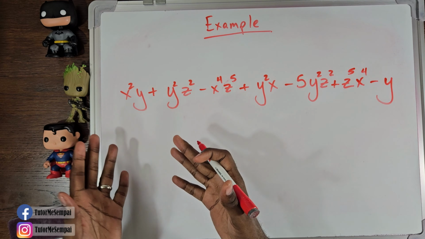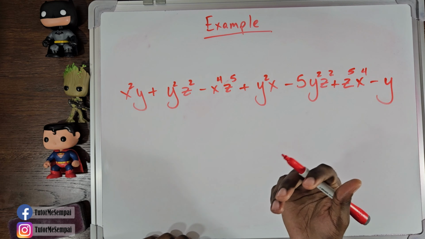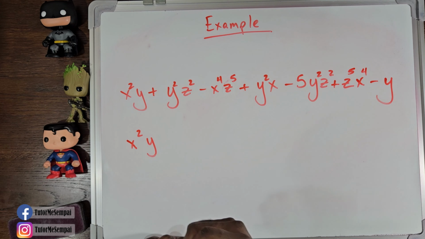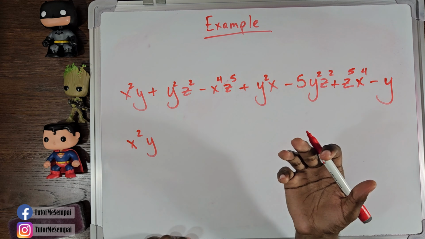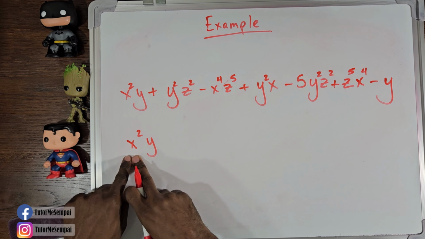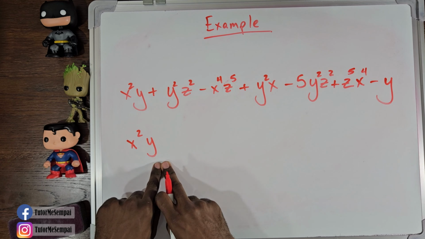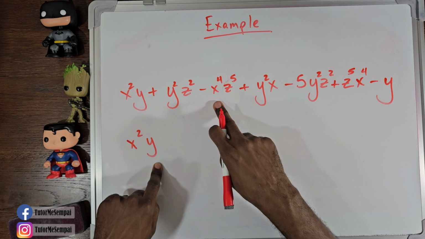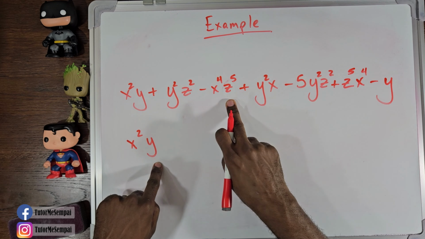So let's start with our first one and see what we have. So we have x squared y. Is there another x squared y? That's what you got to look for. X squared times y. So this is a y, but there's no x here. There's an x, but there's no y here.